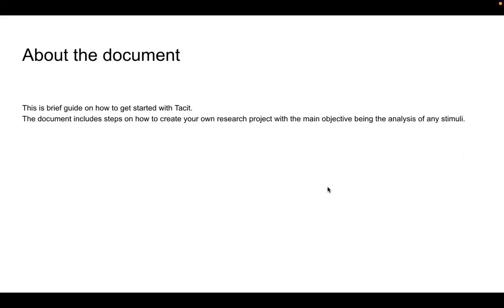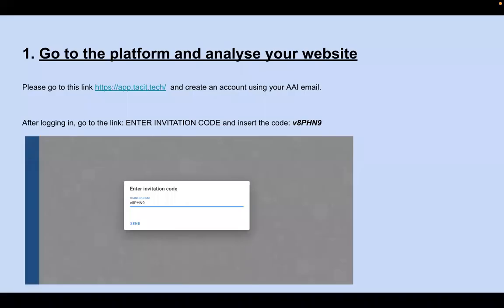This is a brief guide on what's the outline of your final project. And then in the follow-up video, you have the actual guides on how to use the platform and actually create your own project. But the first thing that you do, you go to the URL app.tacit.tech, and then using your AAI email, you create your own account. After you create an account, you click on Enter Invitation Code, and you copy this code in order to unlock the options to have an option to create your actual project.